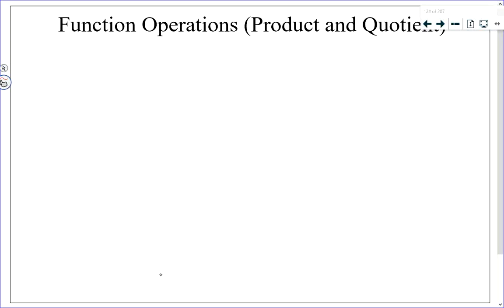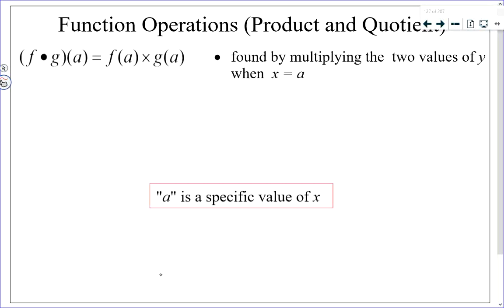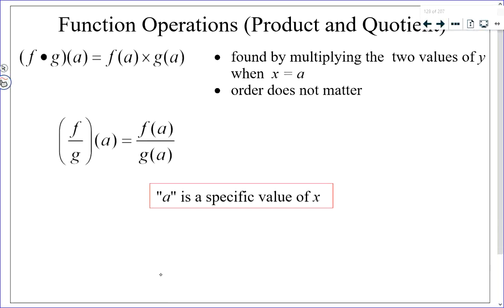Once again, though, the range can only be found by determining the new function and graphing it. Continuing on with products and quotients, let's do the same thing we did with sums and differences. The only difference here is a is a specific value. All this means is you're multiplying the y coordinates. And again, order of multiplication is not an important feature in mathematics. F over g of a means f of a over g of a.